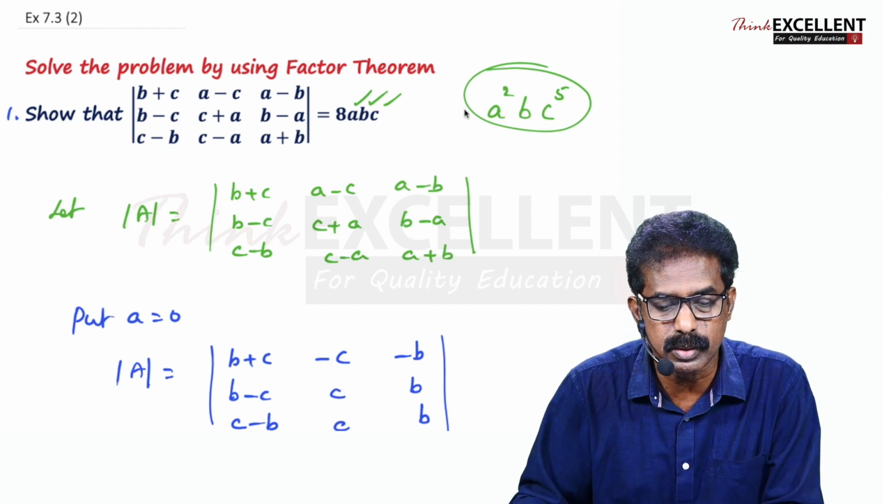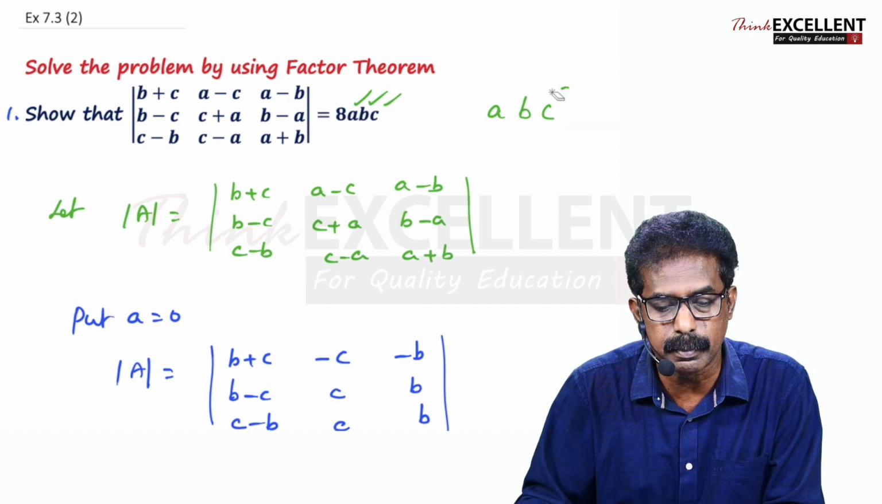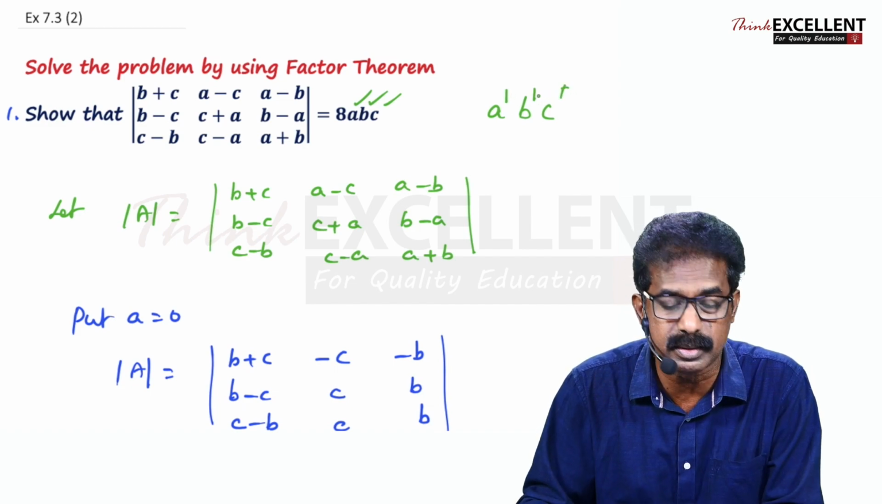But in this case, you are getting only A, B, C. You are getting only A, B, C. So what's the degree now? A means A raised to 1, B raised to 1, C raised to 1. 1 plus 1 plus 1, the degree is 3.